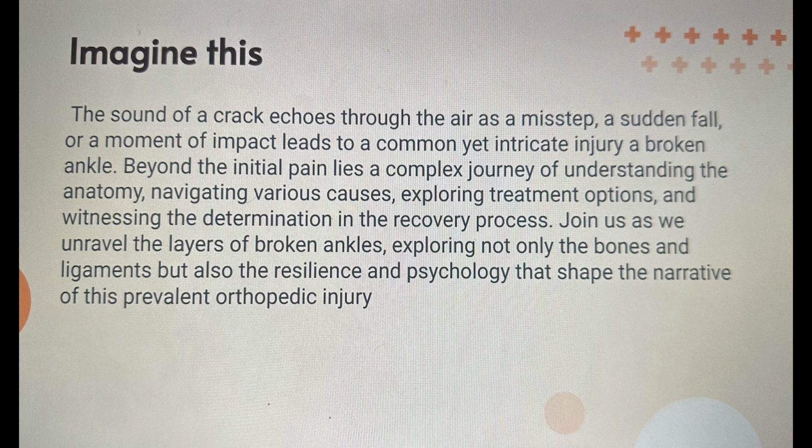Imagine this. The sound of a crack echoes through the air as a misstep, a sudden fall, or a moment of impact leads to a common and intricate injury, a broken ankle. Beyond the initial pain lies a complex journey of understanding the anatomy, navigating various causes, exploring treatment options, and witnessing the determination in the recovery process. Join us as we unravel the layers of broken ankles, exploring not only the bones and ligaments, but also the resilience and psychology that shape the narrative of this prevalent orthopedic injury.